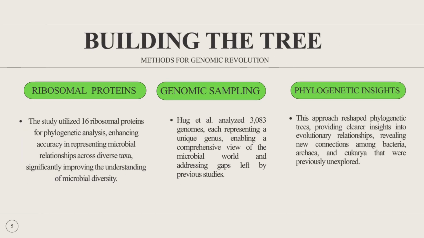We build a tree using modern genomic tools, like they use 16 ribosomal proteins instead of a single gene, giving a much more accurate picture of microbial relationships. And they also analyzed over 3,000 genomes, each representing a different genus, which greatly expanded sampling. By combining these datasets, the study uncovered new evolutionary connections between all the organisms that older methods completely missed.